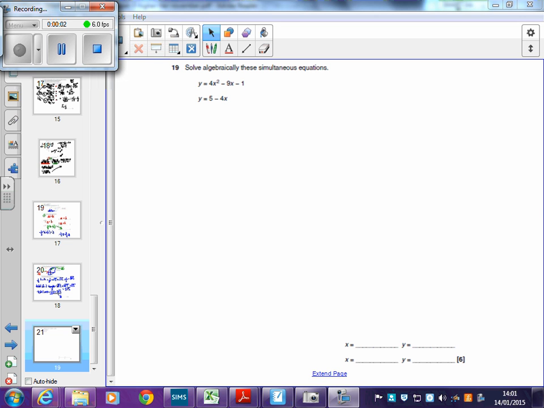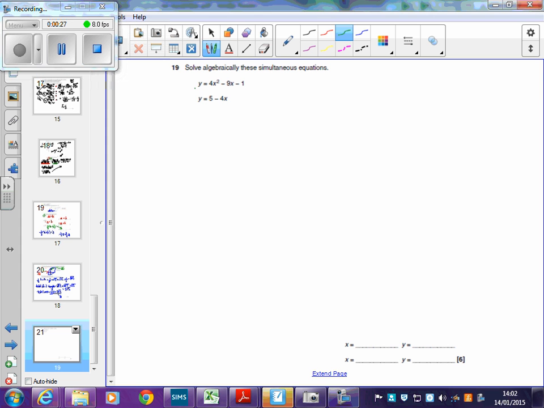Question 19. I'm going to solve algebraically these simultaneous equations: y equals 4x squared minus 9x minus 1 and y equals 5 minus 4x. Whenever it's a simultaneous equation and there's squared bits in it, you're never going to be able to do the elimination method, so you have to do the substitution method. And basically the idea is you've got to make sure that the easier one, the linear one, is written so that it's either y equals or x equals, which this one already is.